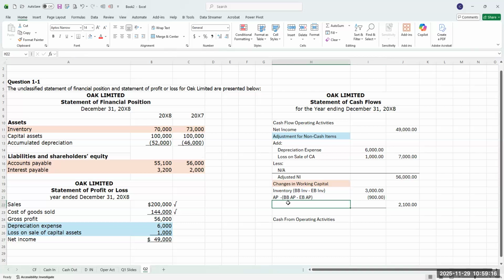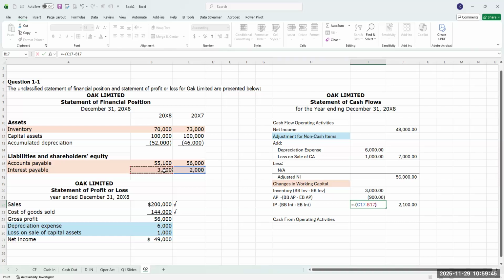Interest payable. On the interest payable, we're going to do the same thing. Since it's liability, we're going to plug this minus here in front of the formula, and we're going to have beginning balance of the interest minus the ending balance of the interest account. What will be the formula here? Again, equal to minus bracket 2,000 minus $3,200. That's positive $1,200. What does that mean? In the beginning of the period, we had to pay 2,000. At the end of the period, we have to pay 3,200.